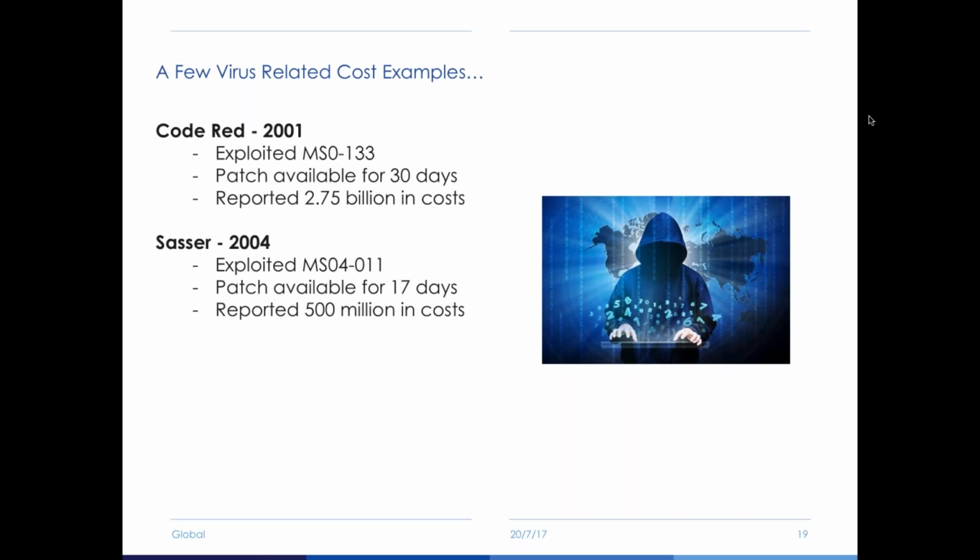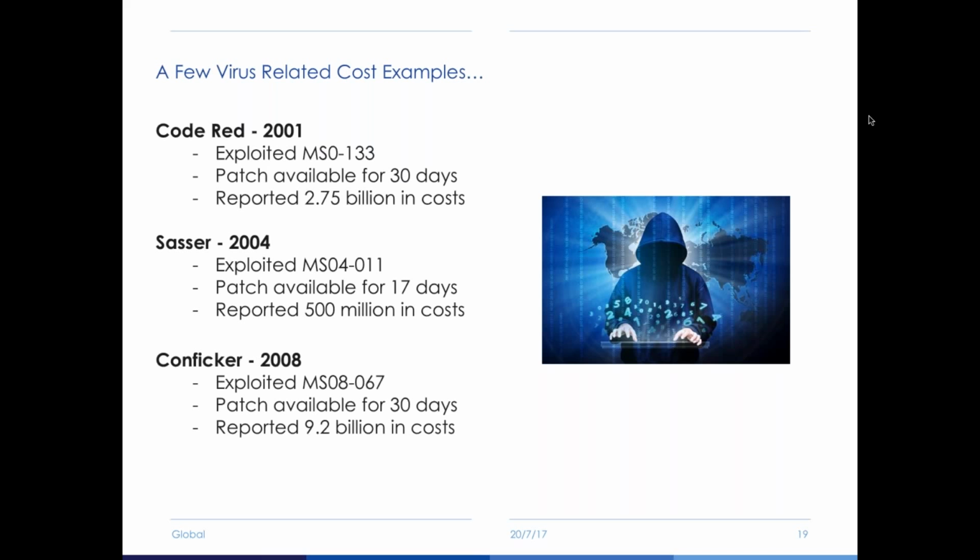The next one we want to look at is Sasser. This is going back to 2004. This exploited MS04-011. The patch for that was available for 17 days, so almost 3 weeks there. And the damages were a little bit lower for this. We're talking about maybe $500 million in costs.